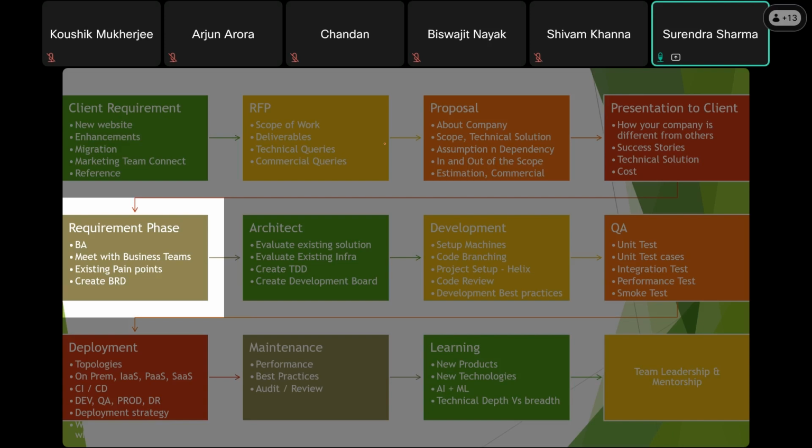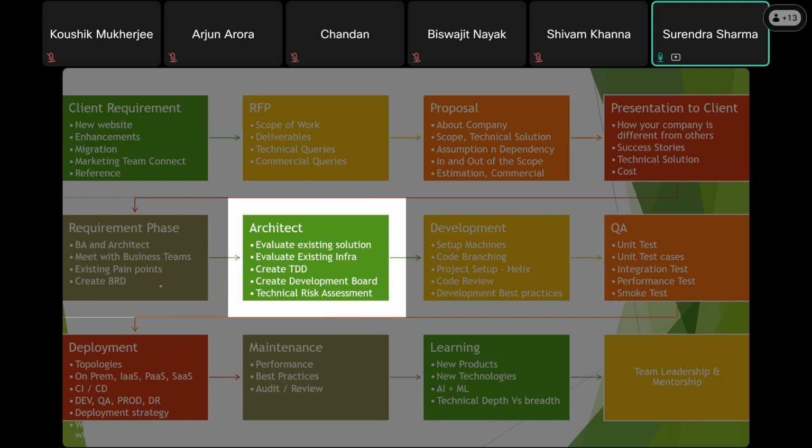And at the end, the output of this phase is that he's going to create a BRD, business requirement document. So based on this business requirement document, now the architect's job is going to start here. So what is the architect going to do? He will evaluate the existing solution of the client.